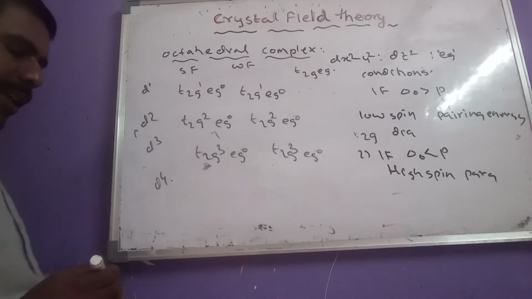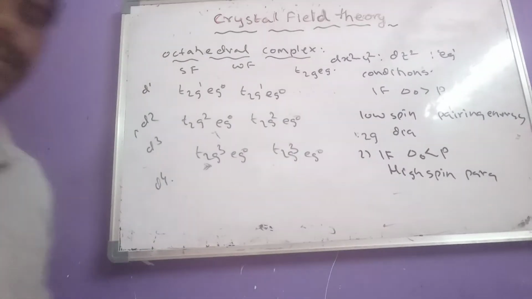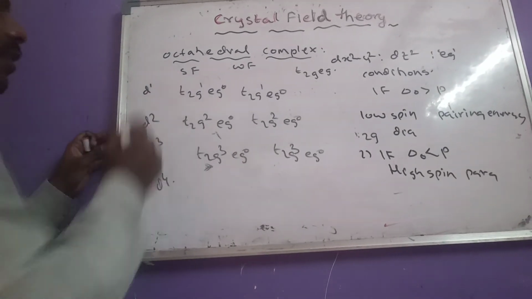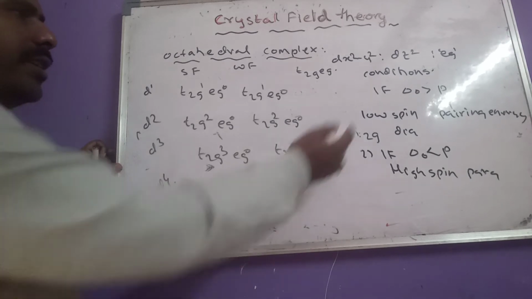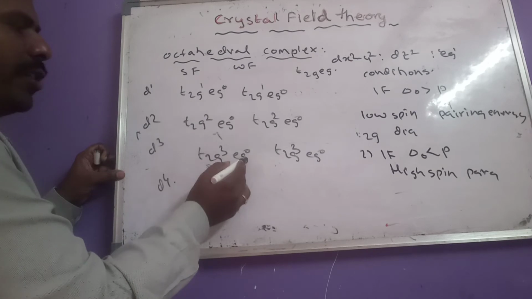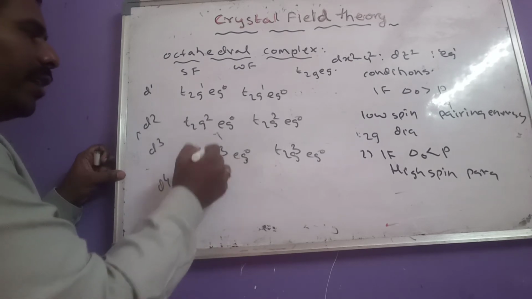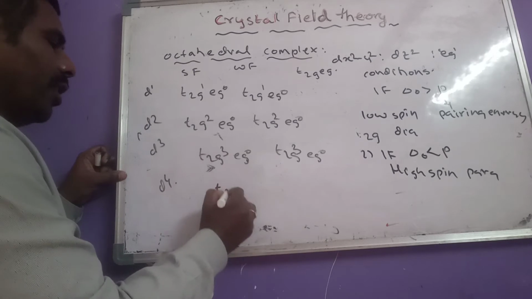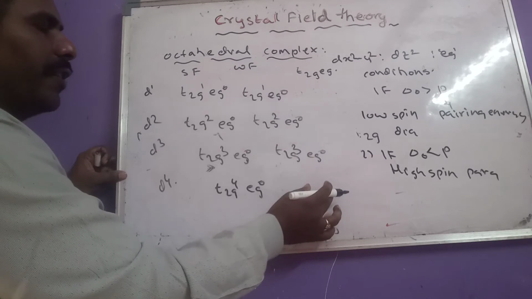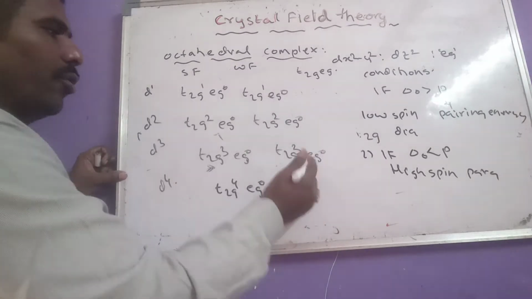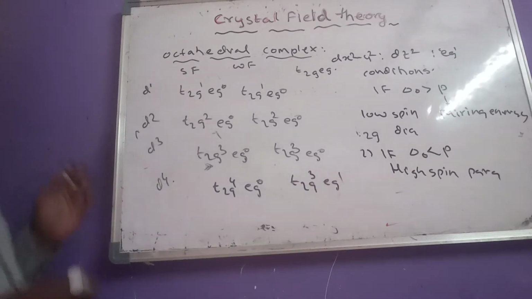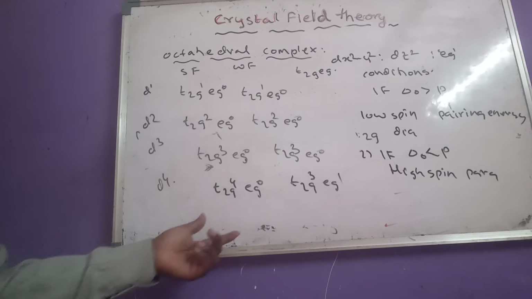But from the d4 configuration, we can get some differences between strong field and weak field. If a strong field ligand is there, as already discussed, there is no need to follow Hund's rule. That means the electron need not enter the eg set. Again we send it into t2g, so the configuration is t2g4, eg0. But in the presence of a weak field ligand, it follows Hund's rule, so the configuration becomes t2g3, eg1. Like that we have to fill the electrons.